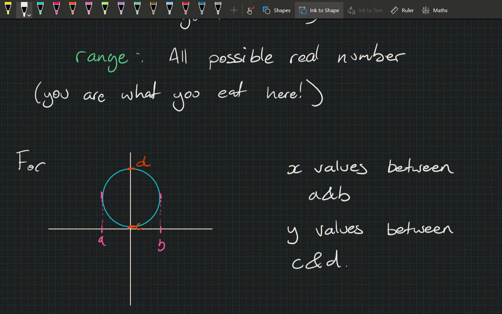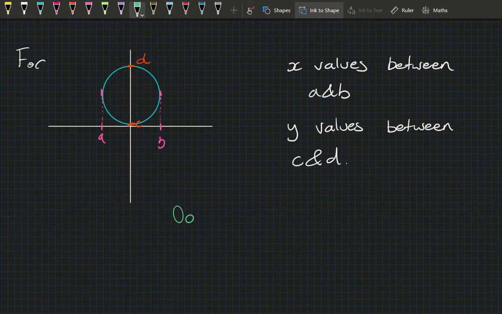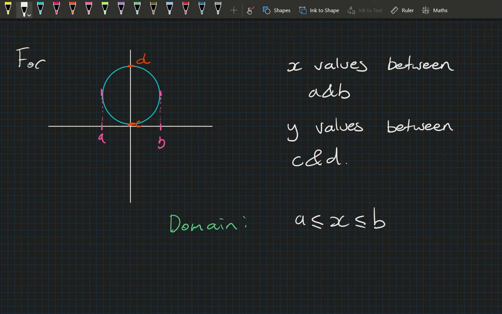So the formal way of saying between A and B is saying that the domain is A less than x, which is less than B. And obviously the range is C is less than y, which is less than D. So they're the key ideas for today.